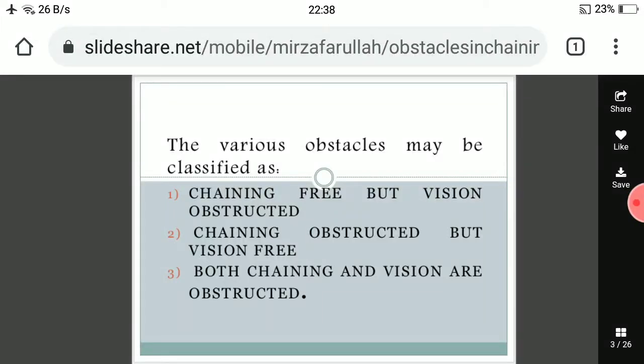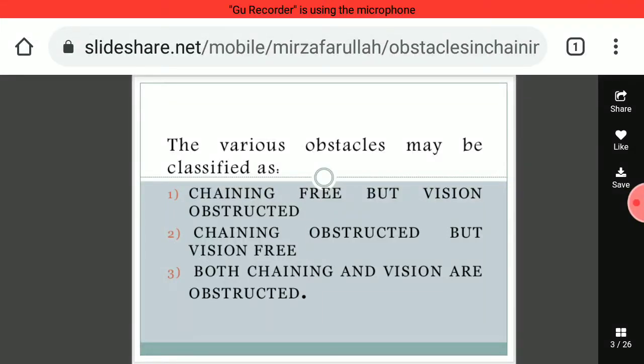Hello everyone. Today we will study about the obstacles in ranging and chaining. We have seen in the previous class about the various obstacles. First one, we have obstacle to ranging but not chaining. That means chaining is free but vision is obstructed. When vision is obstructed, it means you cannot range from one point to other point.